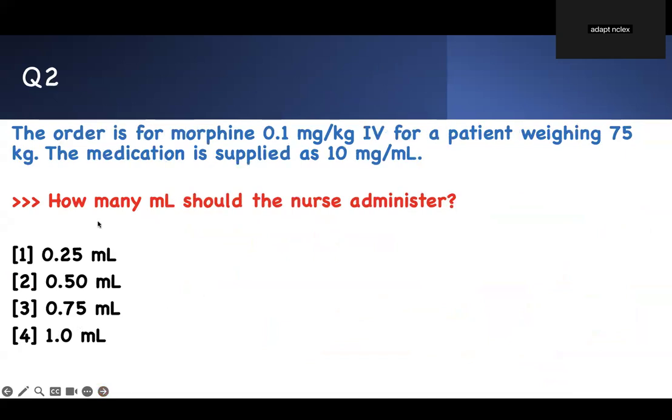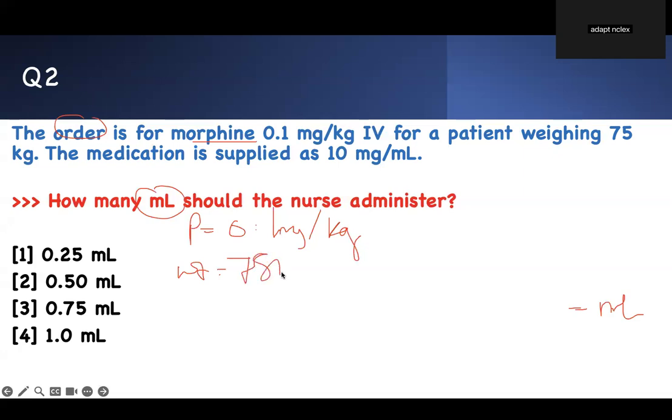The next one is the same strategy. Start from the back and figure out what they're asking you. How many ml? That means volume. That's what the nurse is going to give. An order is what? For morphine, which is what is prescribed, you're going to get 0.1 milligram per kilo, no matter what you weigh. If you weigh 20 kilos, we're going to multiply it times 0.1. The patient weight is what?